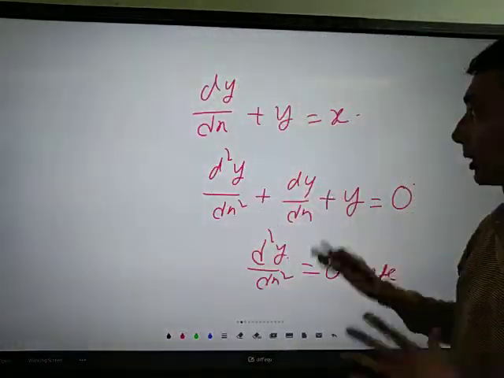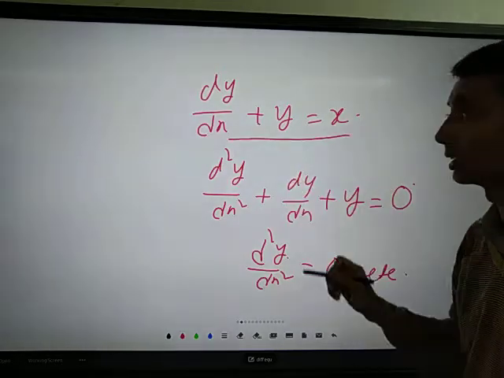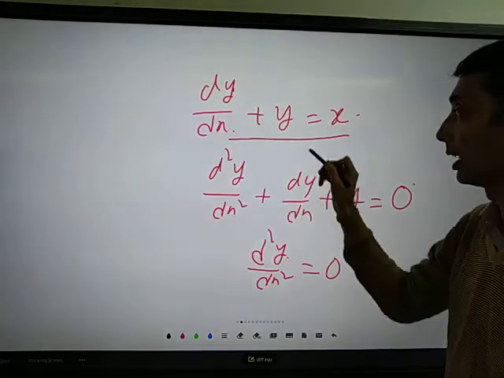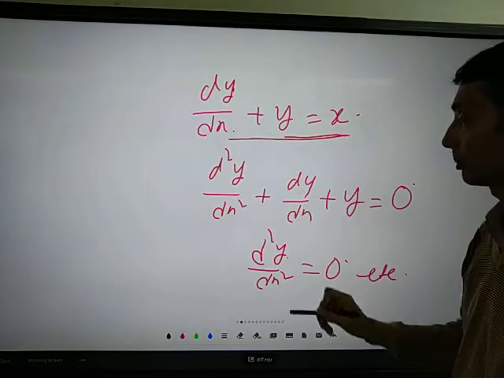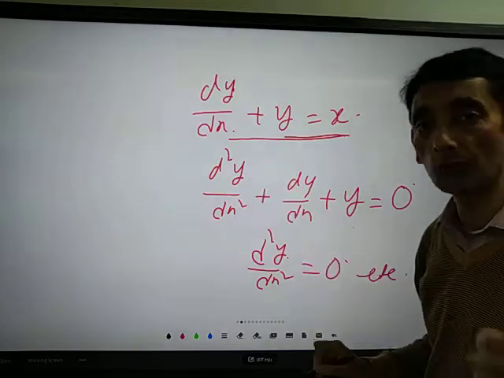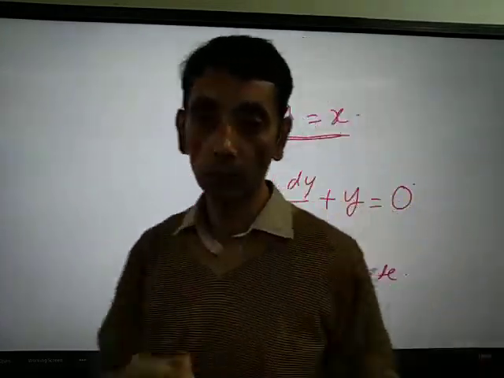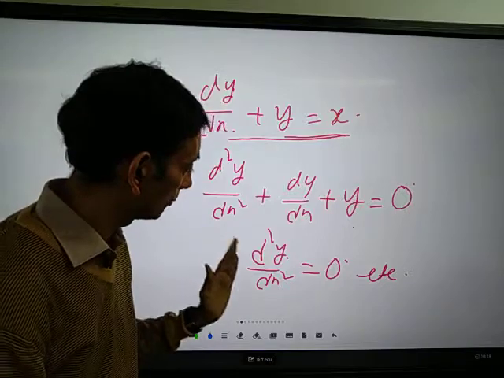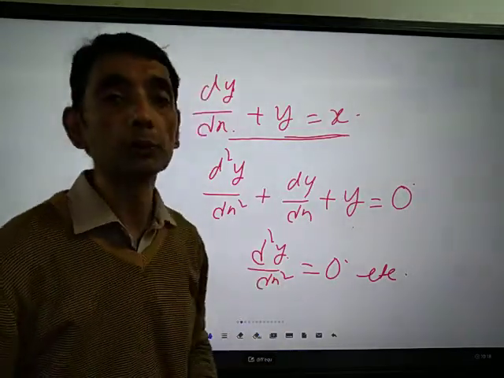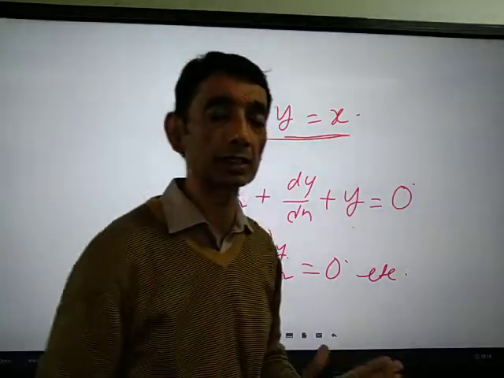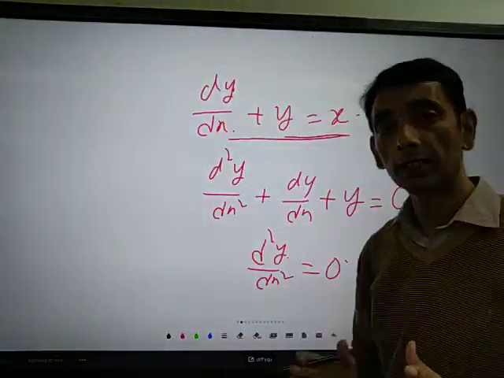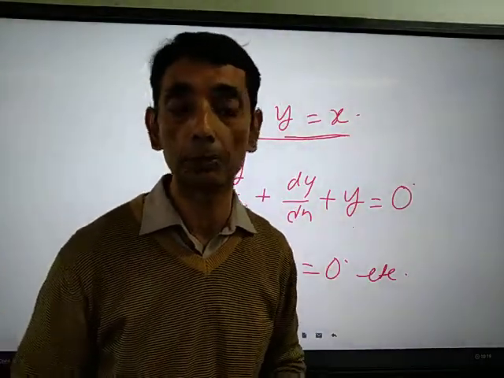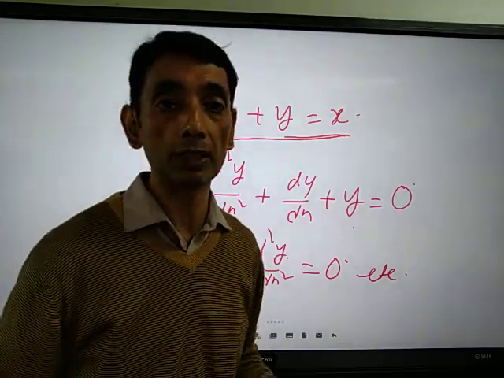We can see that in the first equation it involves the derivative of the dependent variable with respect to the independent variable. Similarly, here also it involves derivatives of the dependent variable with respect to the independent variable, and in the last one too. So we can define a differential equation as follows: an equation is said to be a differential equation if it involves the derivative of a dependent variable with respect to an independent variable.